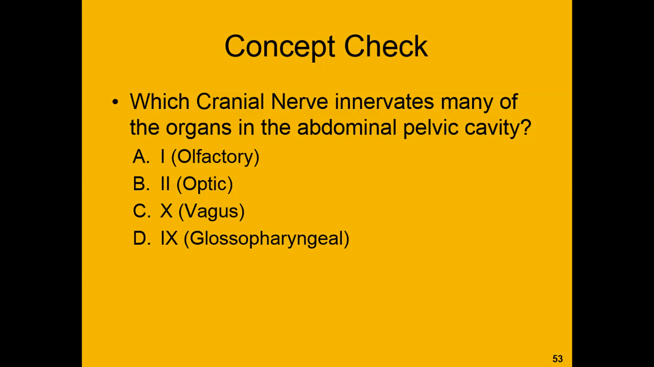So, class, concept check. Which cranial nerve innervates many of the organs of the abdominal pelvic cavity? Is it cranial nerve 1, CN2, CN10, or CN11? Go ahead and rewind the video to get me an answer, or check your notes. 5, 4, 3, 2, 1. The correct answer is C. The vagus nerve will innervate many of the organs of the abdominal pelvic cavity and give parasympathetic innervation to those organs and body systems.